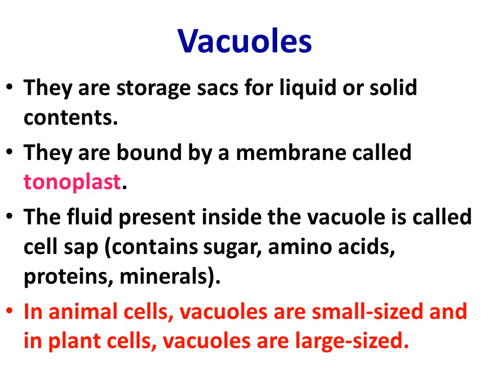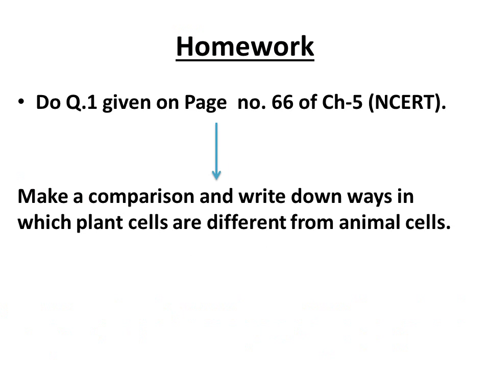Note down. So what is your homework for today? You will do question number 1, which is given on page number 66 of chapter 5 NCERT. And the students who do not have the books right now, I am giving the question. You can write it down in your notebook. Make a comparison and write down ways in which plant cells are different from animal cells.